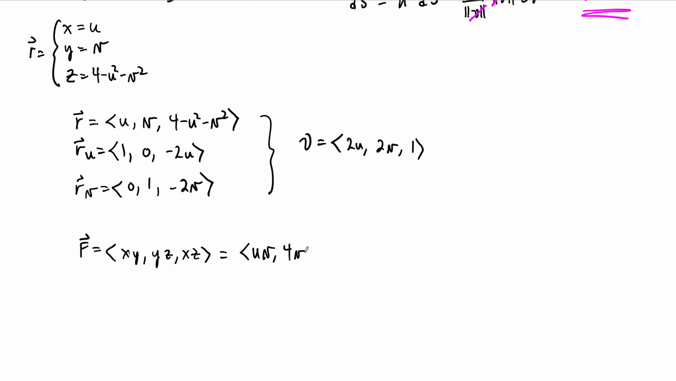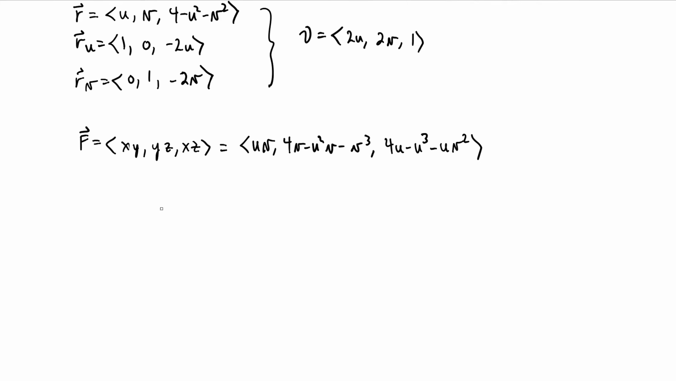So 4v minus u squared v minus v cubed. And then the third component is going to be 4u minus u cubed minus uv squared, right? uv squared. And finally, we're going to integrate this up, right? So let's just write down the integral that we're going to compute. The flux of f across S.